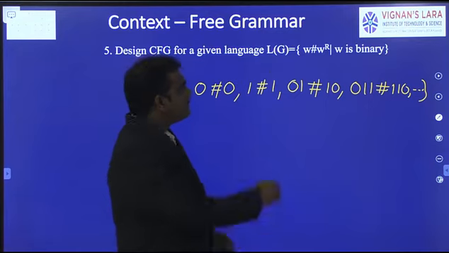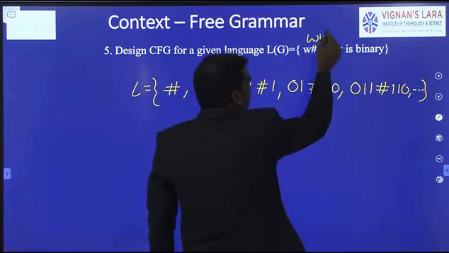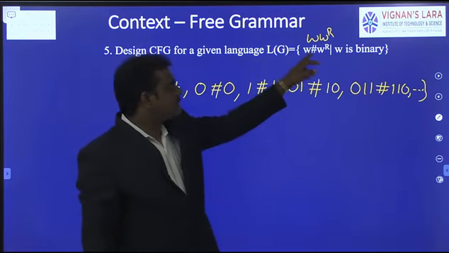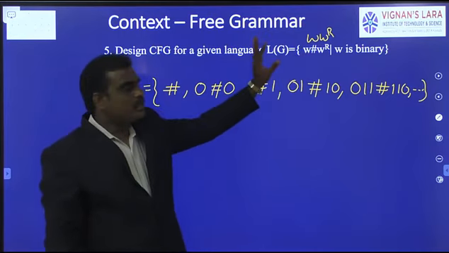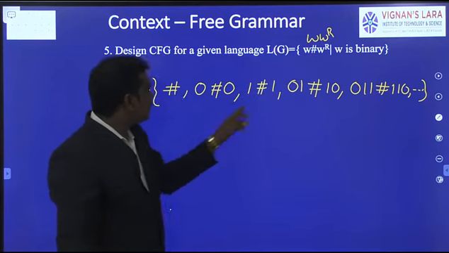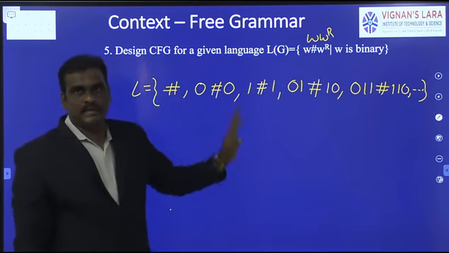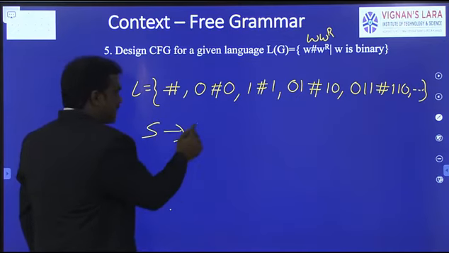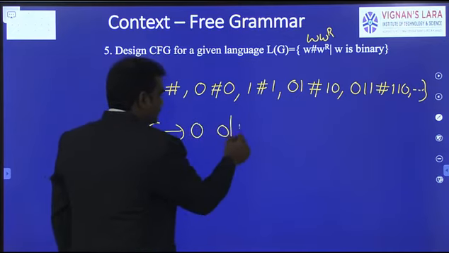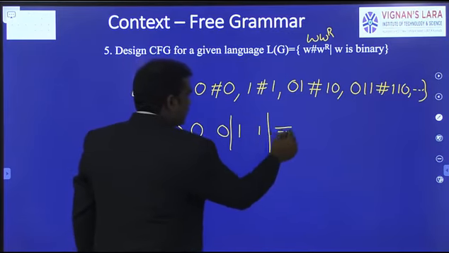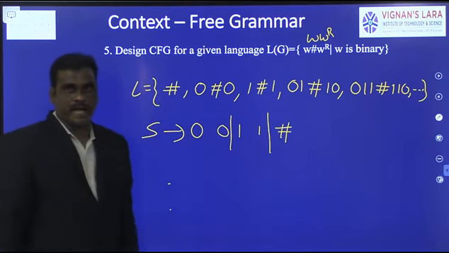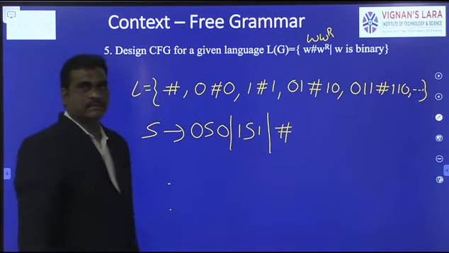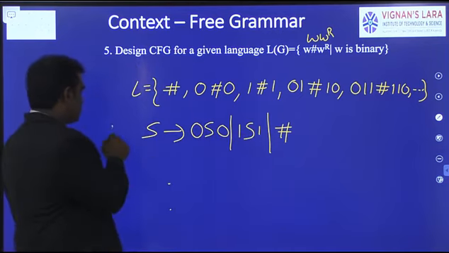So the previous problem is W power R, and this is W hash W power R. The only difference is the hash; the meaning is the same. The previous one is an even length palindrome, and if you observe this one, it is an odd length palindrome. So the production starts with 0, ends with 0; starts with 1, ends with 1. Here the minimum string is hash only, and we can repeat the process. So this is the production.